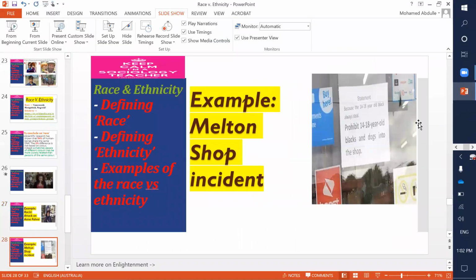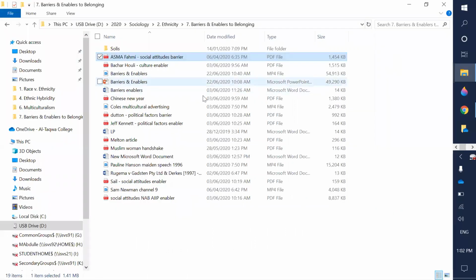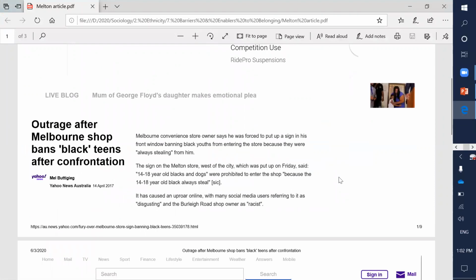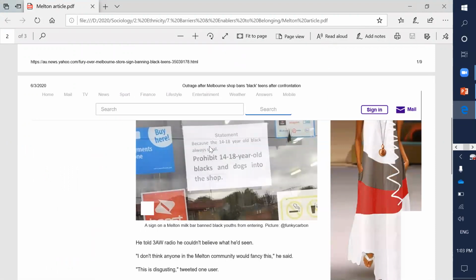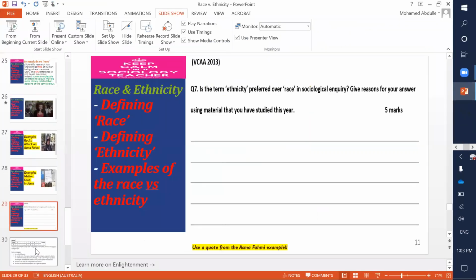Another example is the Melton shop incident, okay, where a gentleman who owned the shop basically said, no blacks or dogs are permitted to enter this shop. The article is from, I think, ABC News. Yep. No, Yahoo News. Okay, Yahoo News, 2017. And the quote is, because the 14 to 18-year-old blacks always steal, prohibit 14 to 18-year-old blacks and dogs entering the shop. Okay, that's your quote as well. So you've got a couple of examples there. And then that's all you need.